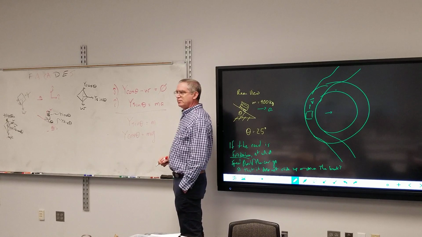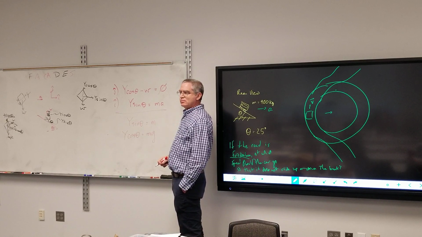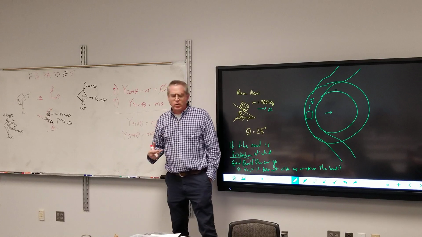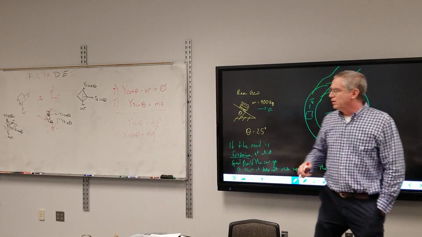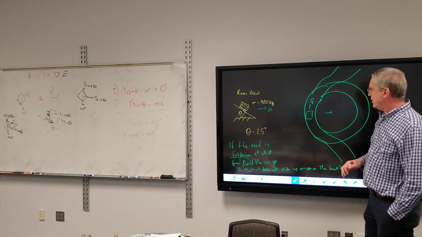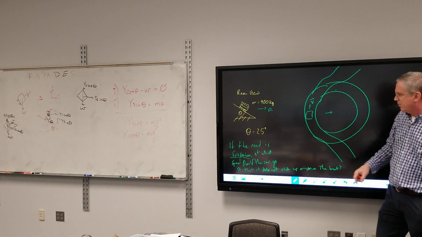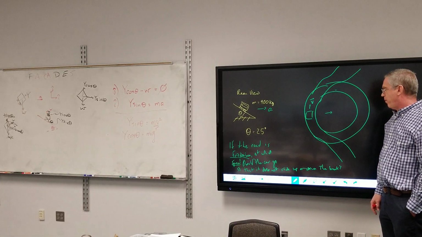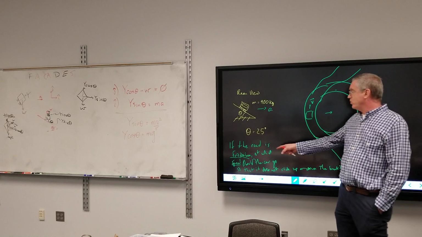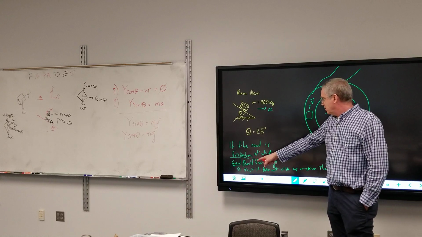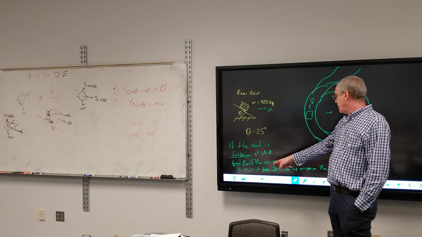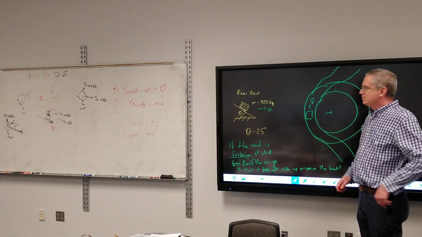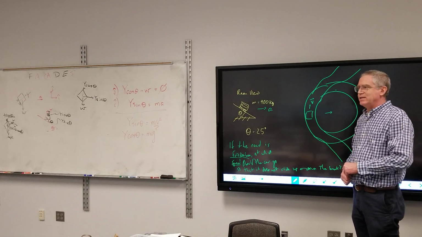What was it? v squared over r. And using the v squared over r instead of the omega squared r is probably the choice we want to take because we're trying to find speed. That's that word right there. If the road is frictionless, at what speed should the car go so that it does not slide up or down the bank? So we're finding that nice ideal speed.